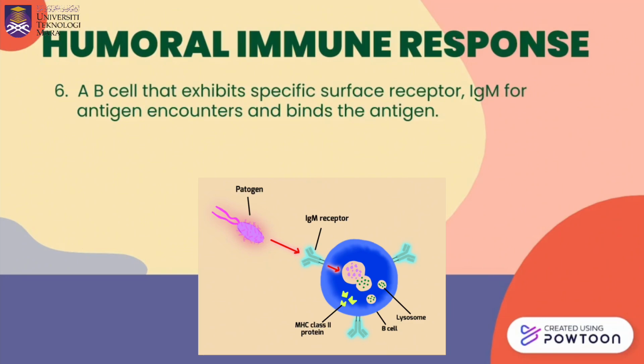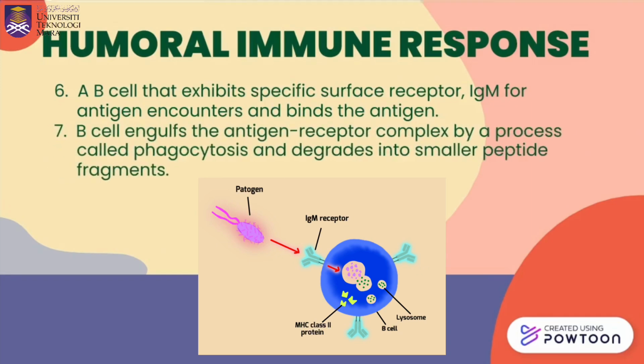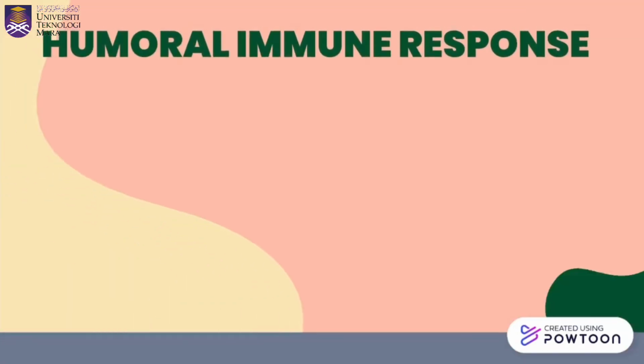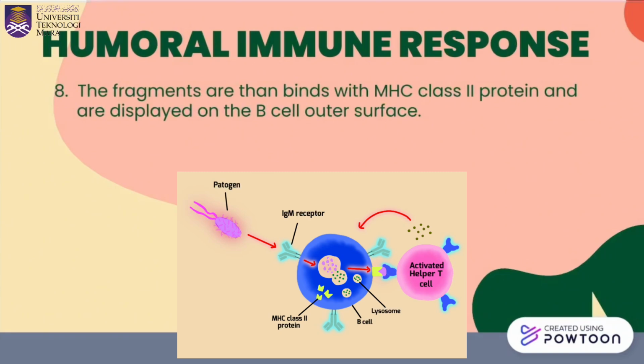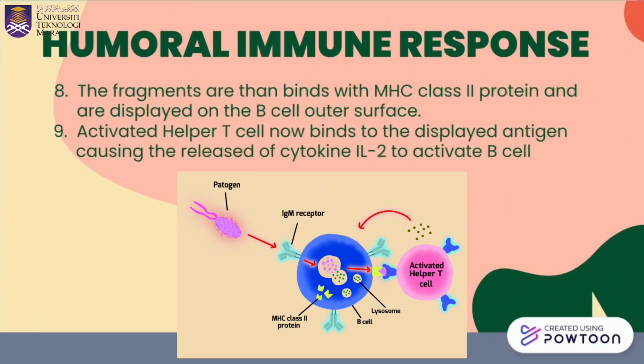A B cell already exhibits a specific surface receptor, typically IgM, which is used for antigen encounters to bind its specific antigen. The B cell engulfs the antigen receptor complex by a process called phagocytosis. Once inside, it degrades the antigen into smaller peptide fragments for internal processing. We now reach the climax of the activation process. The resulting fragments are now bound with the MHC class II protein and are displayed on the B cell's outer surface. The activated helper T cell, which we prepared in the previous steps, now binds to this displayed antigen on the B cell. This decisive interaction causes the helper T cell to release its key cytokine, interleukin-2, to activate the B cell.